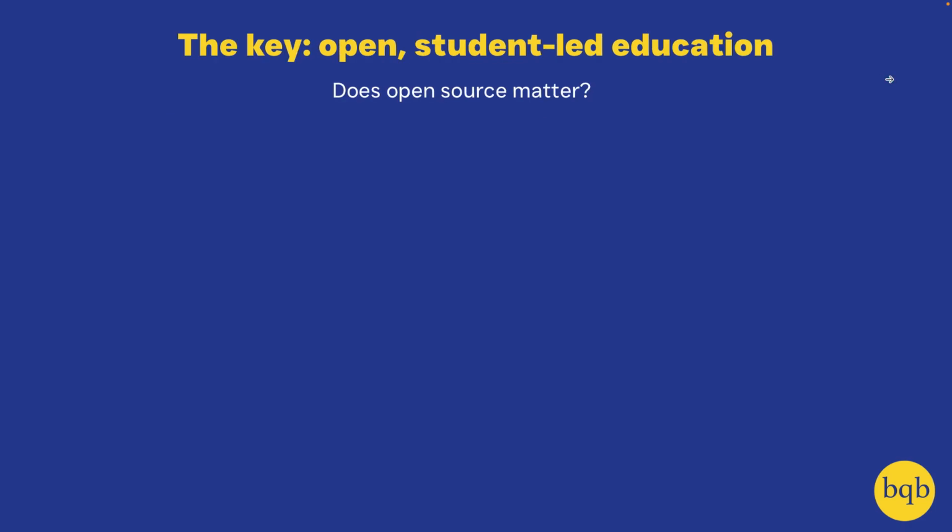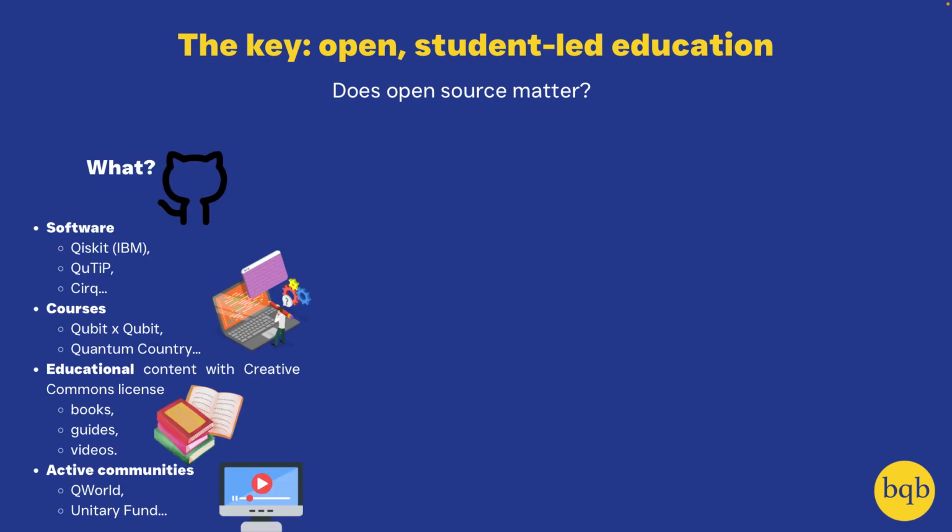Now, apart from these good programs that already exist and are being supported in certain parts of the world, there is also the question of open source. So what is open source? Open source can be software, courses, educational content, or active communities that exist online, designed by experts and by people who are creating this material with the knowledge that it is correct and with the purpose of teaching others in a way that's accessible and free.